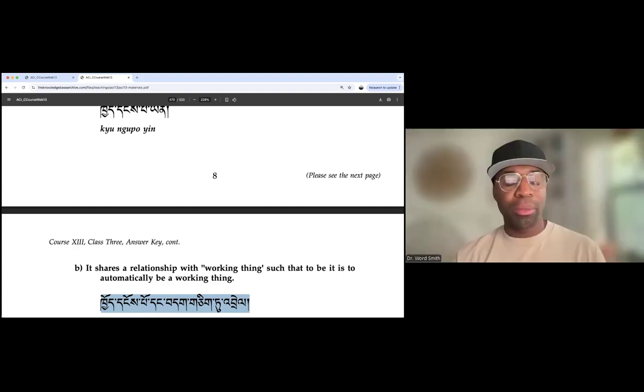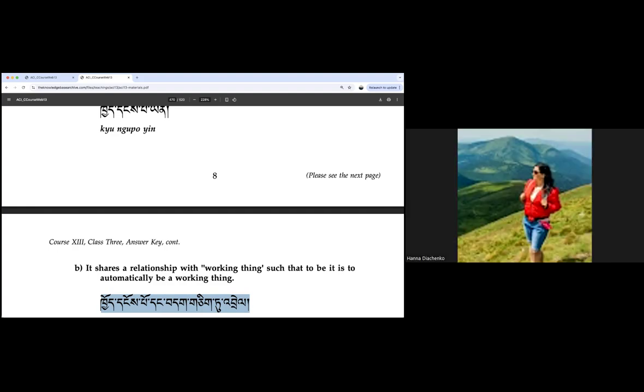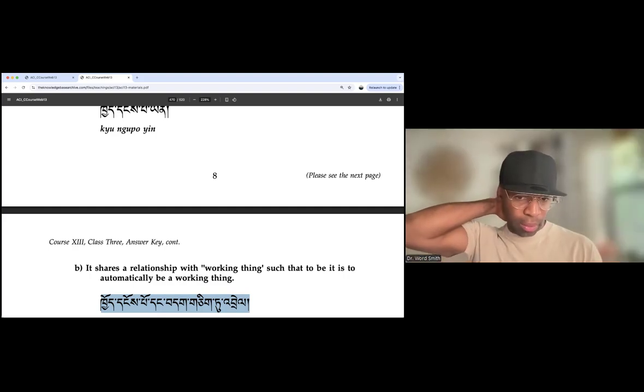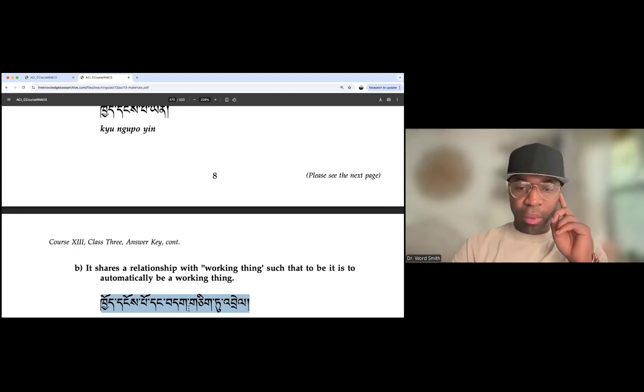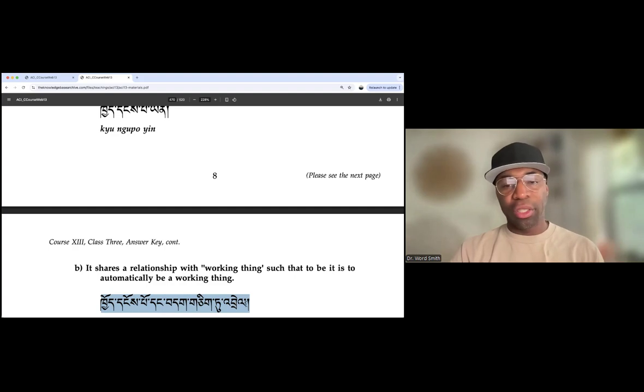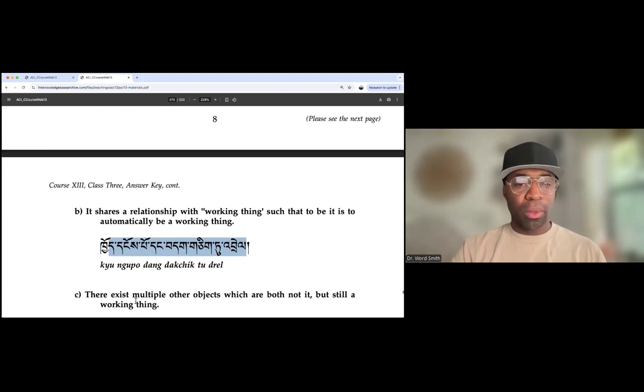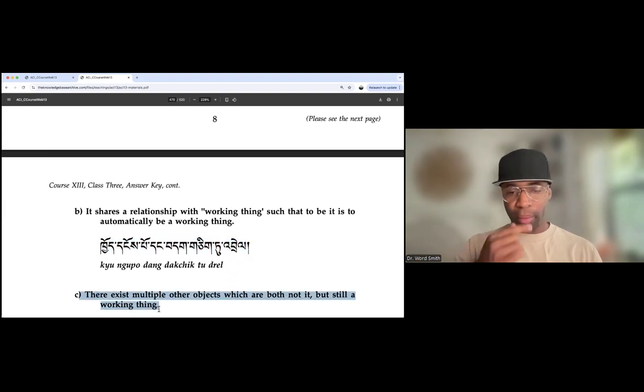Chick. First column. Chick to drill. Good. Yeah. One and the same. To be a working thing is one and the same. Tak chick to drill. Its connection, its relationship is one and the same with being a working thing. All right, good job. One more, Hannah.